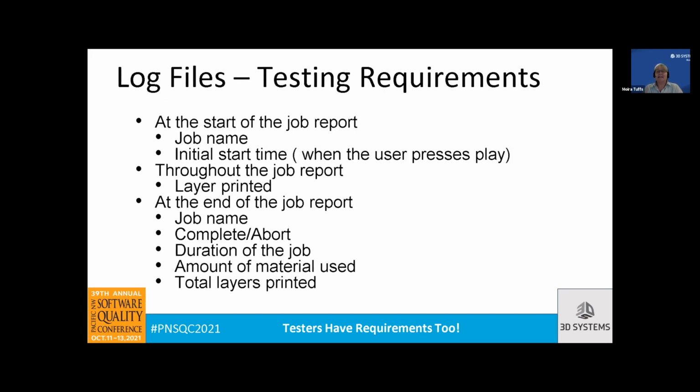So coming back down to those testing requirements, there's a whole load of stuff, right? This is just a summary of what we started out with, that one simple requirement to have the job completed data on the UI. And this is something that came out of really digging into all of that simple requirement. The job name, the start time, when the user presses play. That's what we call the initial start time, when the user presses the play or the start button for the job. The throughput, throughout the job, obviously we want those layers printed. And then at the end of the job, the job name, the completion or abort.